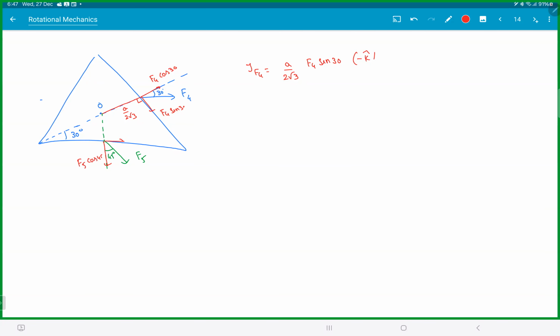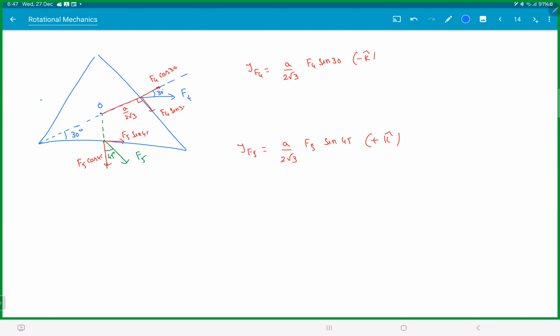F5 cos 45, F5 sin 45. The torque due to F5 will be the same thing. A by 2 root 3 F5 sin 45 plus K cap. Please check. I'm leaving the simplification to you. Magnitude and direction. Everyone should get this thing.